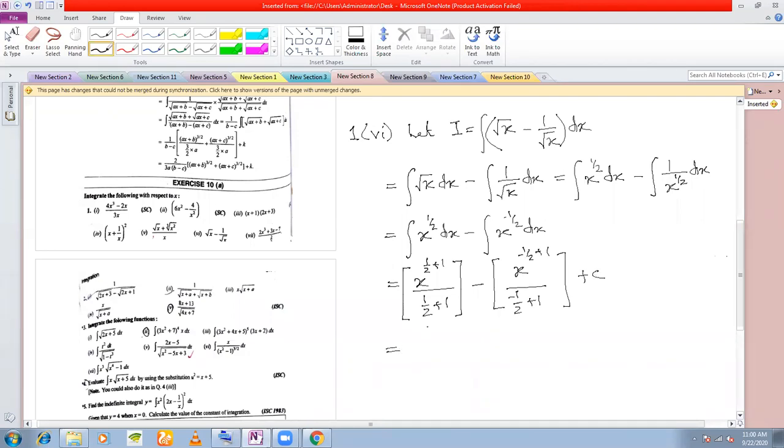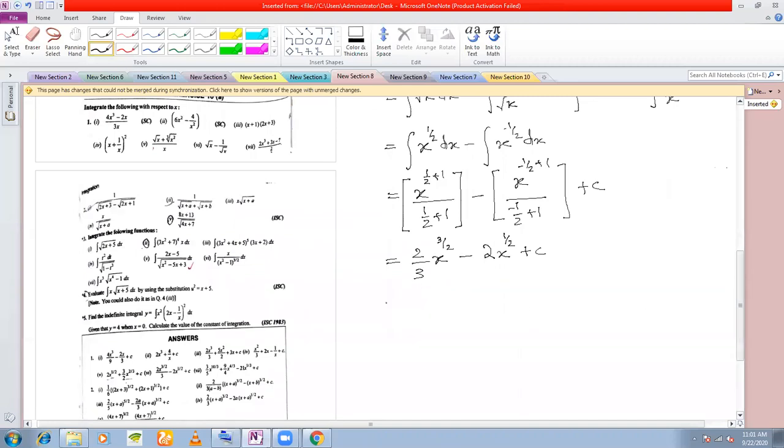So you get half plus 1 is 3 by 2, and since it is in the denominator, it will become the reciprocal: 2/3 x to the power of 3 by 2, minus, 1 minus half is half, and half in the denominator becomes 2, so 2 x to the power of half, plus c. Now there are various ways of writing this answer also.